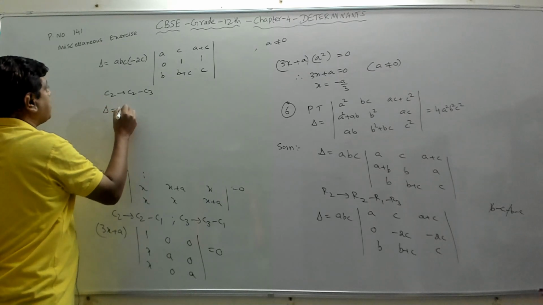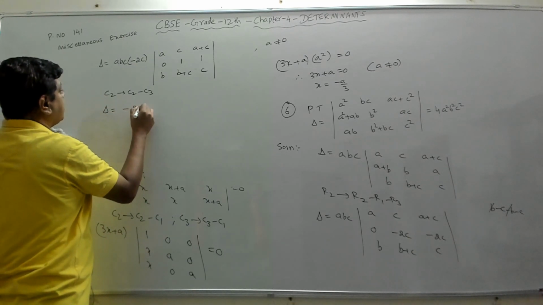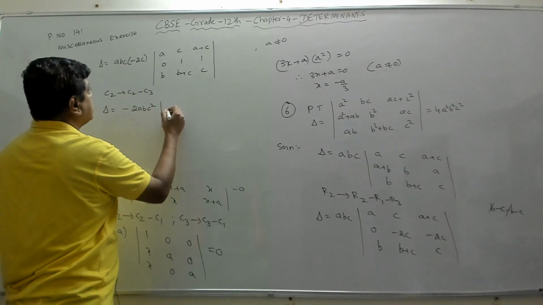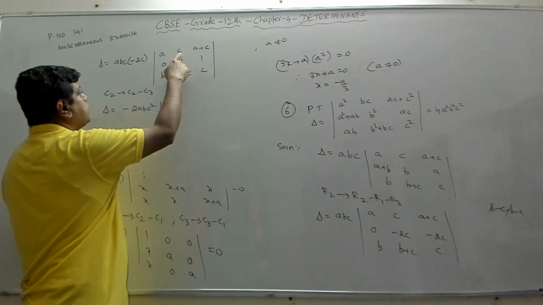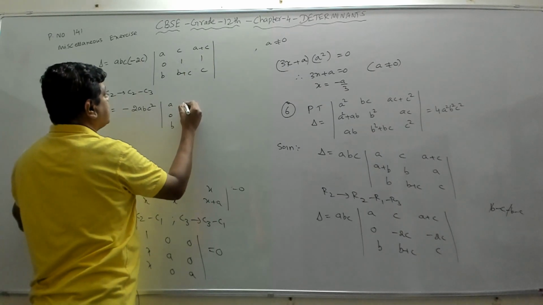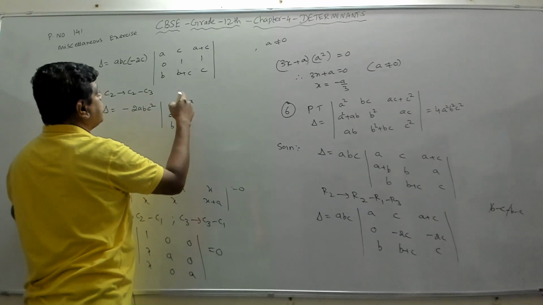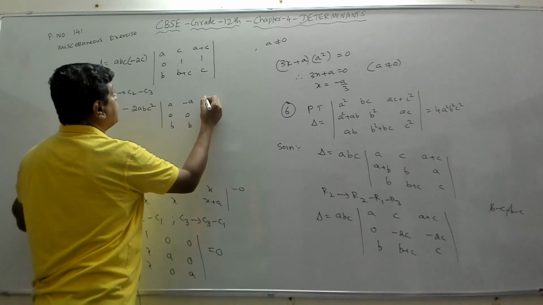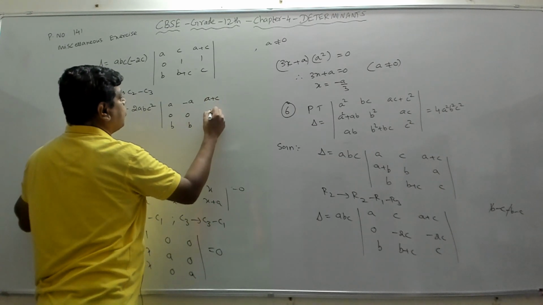So your delta will become ABC, minus 2, I'll put minus 2 ABC square, if you multiply these two, then determinant. Column 1 no change. Column 2 is column 2 minus column 3. So C minus of A plus C, that will give you minus A. Then 1 minus 1 is 0. Then B plus C minus C will give you B. Then the third column is as it is: A plus C, 1, C.